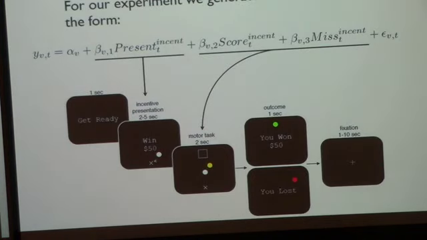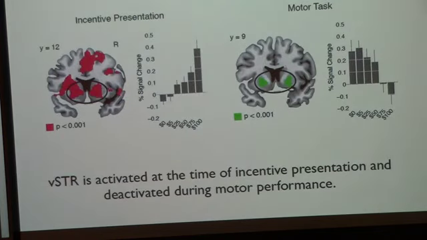So in this study, they just use a generative model to see how the different sets of the experiment, whether the presentation of the incentive or the motor task itself, has an effect on the ventral striatum. The result shows different activation patterns during the incentive presentation and the motor task in the ventral striatum.